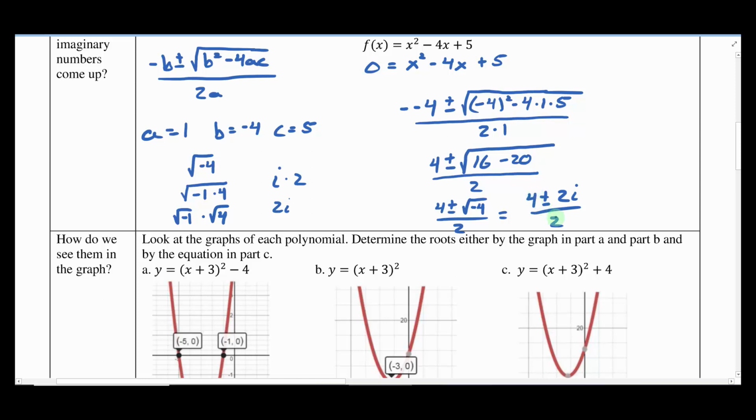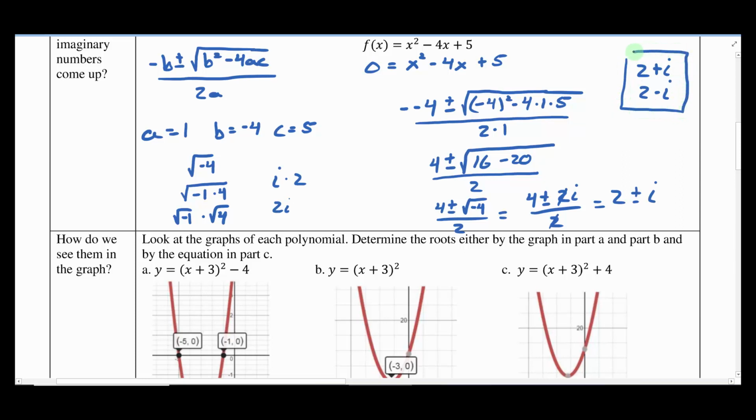So you'll notice that I have two numbers here. I have the 4 and the 2i. Both of them are being divided by 2. So I'm going to go ahead and do that, right? So 4 divided by 2 is 2. And then 2i divided by 2, right? It's like the 2's will cancel there. So we're just going to get 2 plus or minus i. So here's our two roots. Okay, so one of the roots is going to be 2 plus i, and the other one is going to be 2 minus i. There's my two roots.